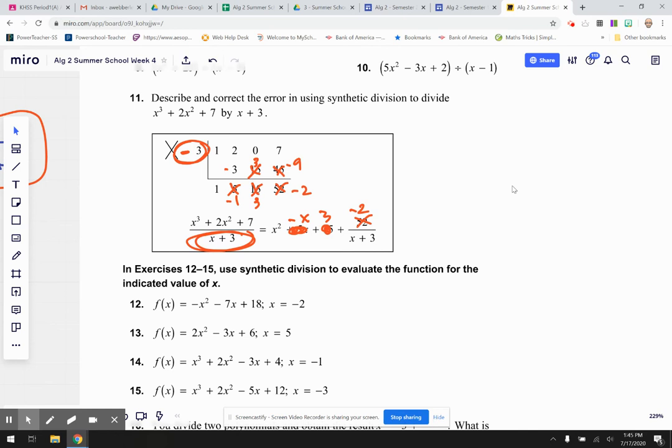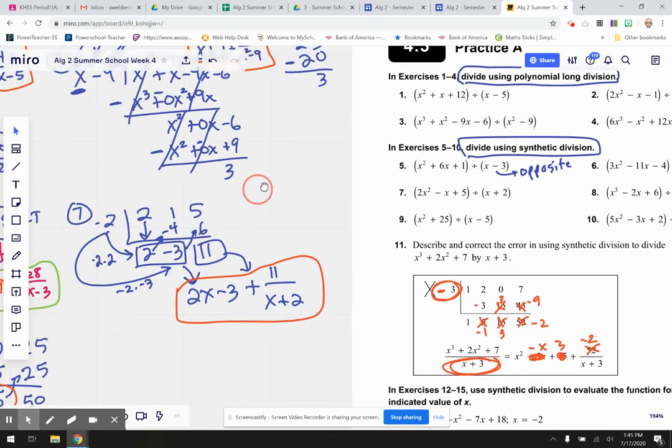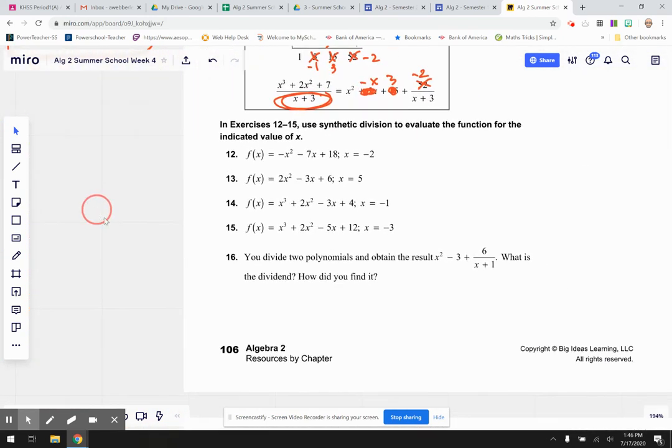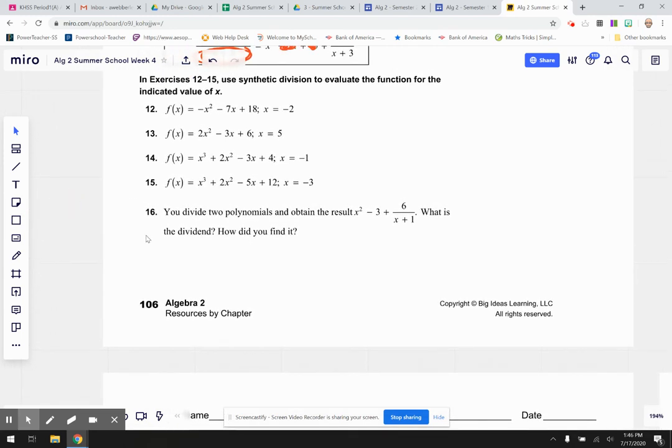So that was a big change because they had a positive 3 here, when they got to put a negative 3. It's always the opposite. If you remember when we were doing number 5 and 7, if this was a negative 3, we had to use the opposite and do a positive 3. If this was a plus 2, we had to do the negative 2. Okay, so that's those ones. Now let's go to 13 through the end.